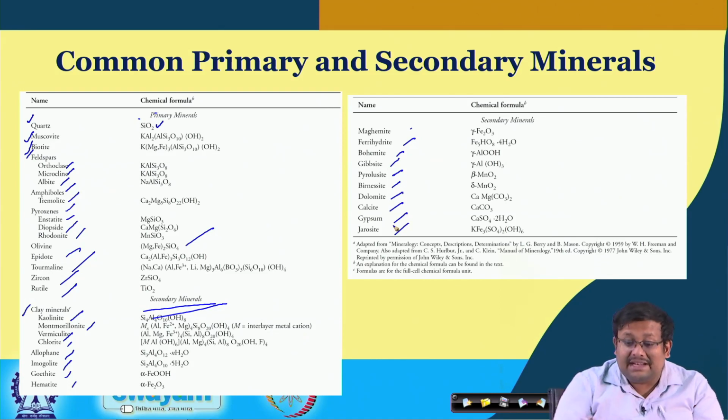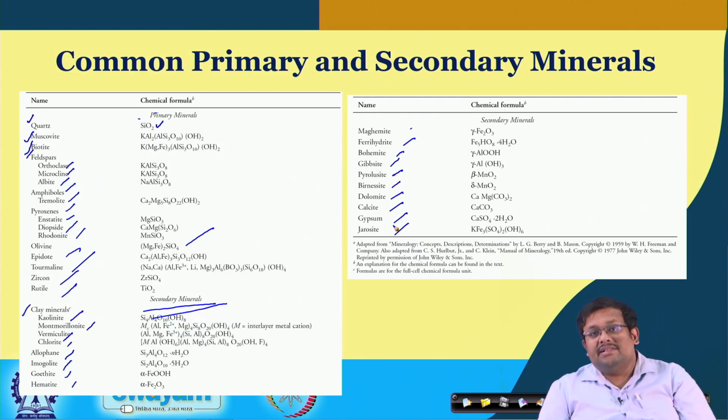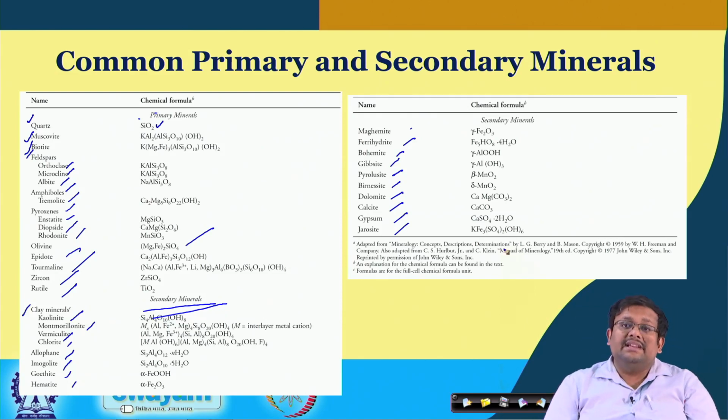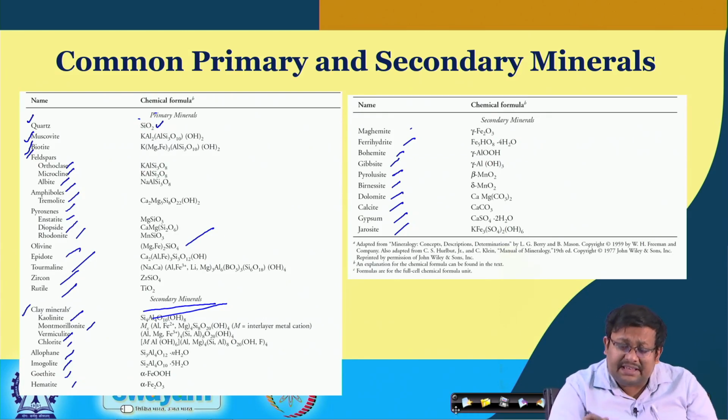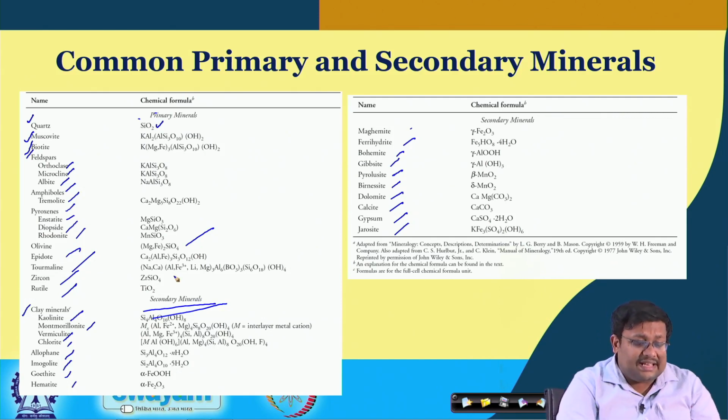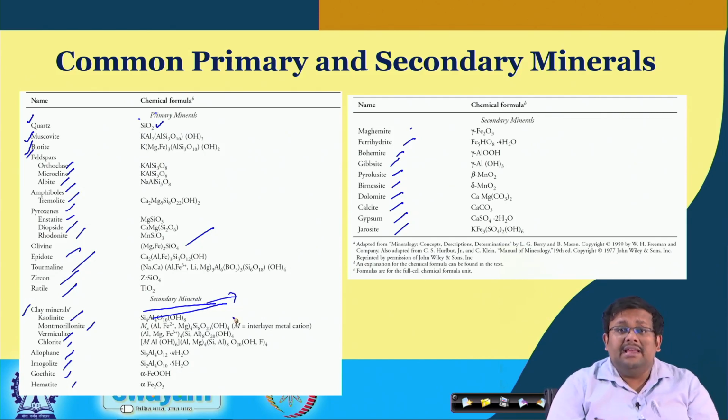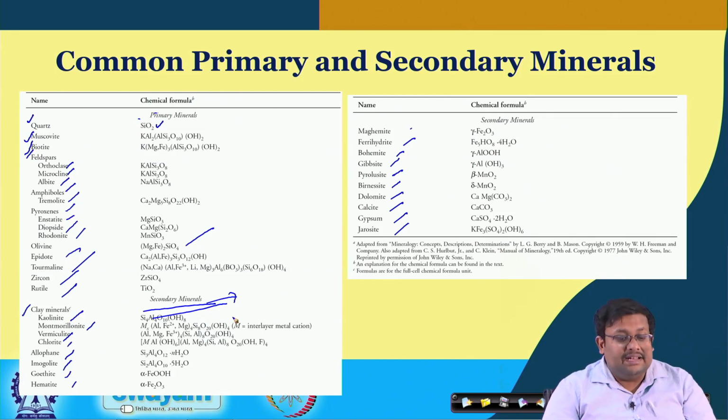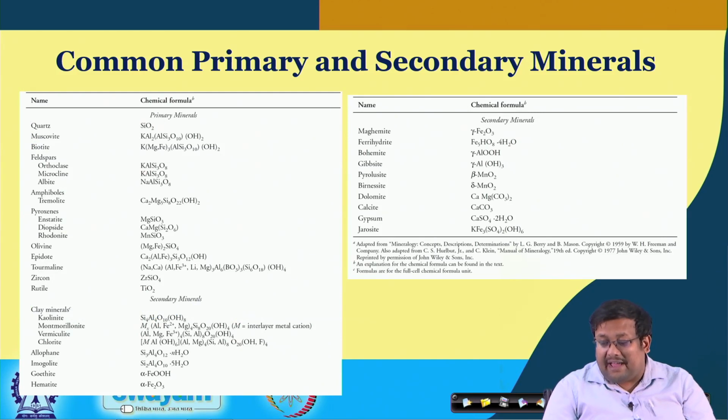So, all these are different types of secondary minerals, and these secondary minerals are basically developed from the primary minerals due to decomposition and weathering process, especially chemical weathering process. All these have specific chemical formulas, and the secondary minerals are mainly present in the clay fraction, whereas primary minerals are present in sand and silt fraction.